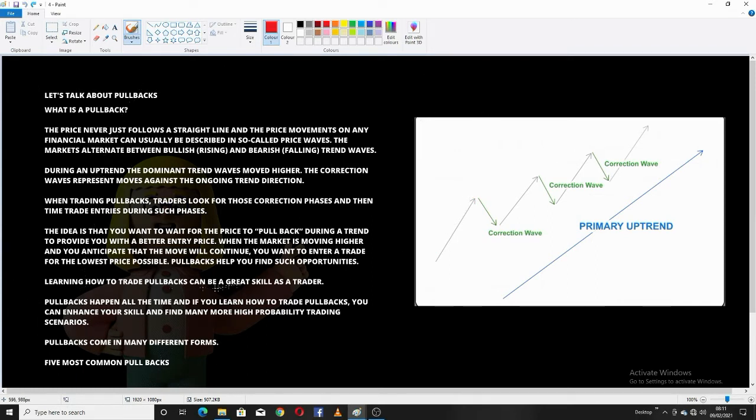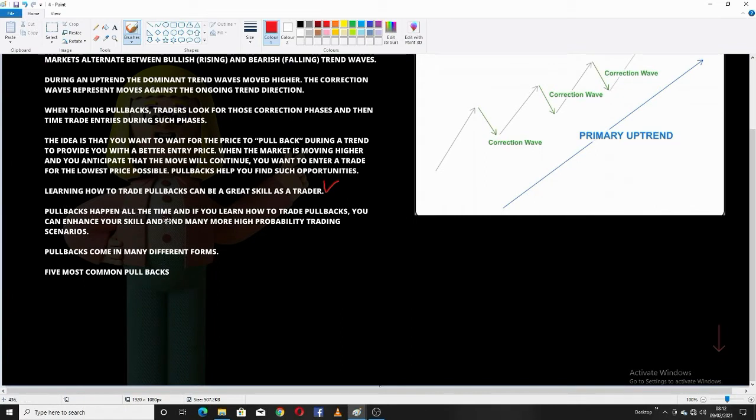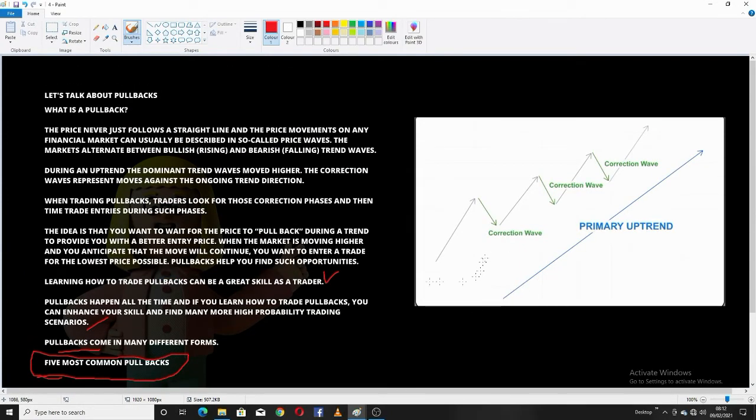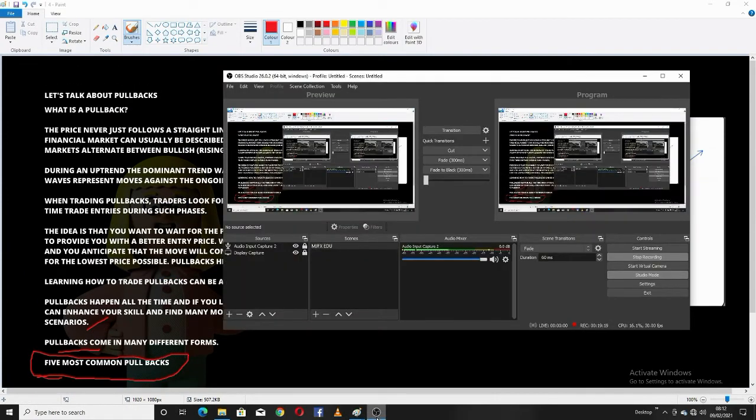Learning how to trade pullbacks can be a great skill as a trader. Pullbacks happen on all time frames. If you learn how to trade pullbacks, you can enhance your skill and find many more high probability trading setups or scenarios. Pullbacks come in many different forms. So let's look at the 5 most common pullbacks or strategies, if you can call them that. You can call them pullback strategies.